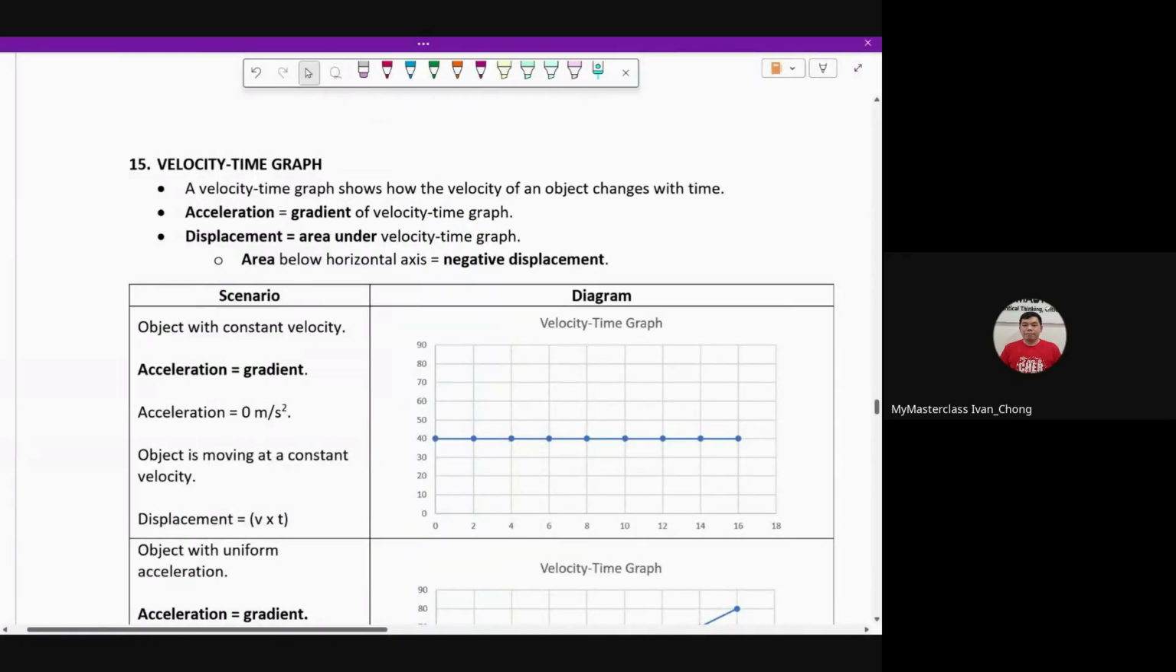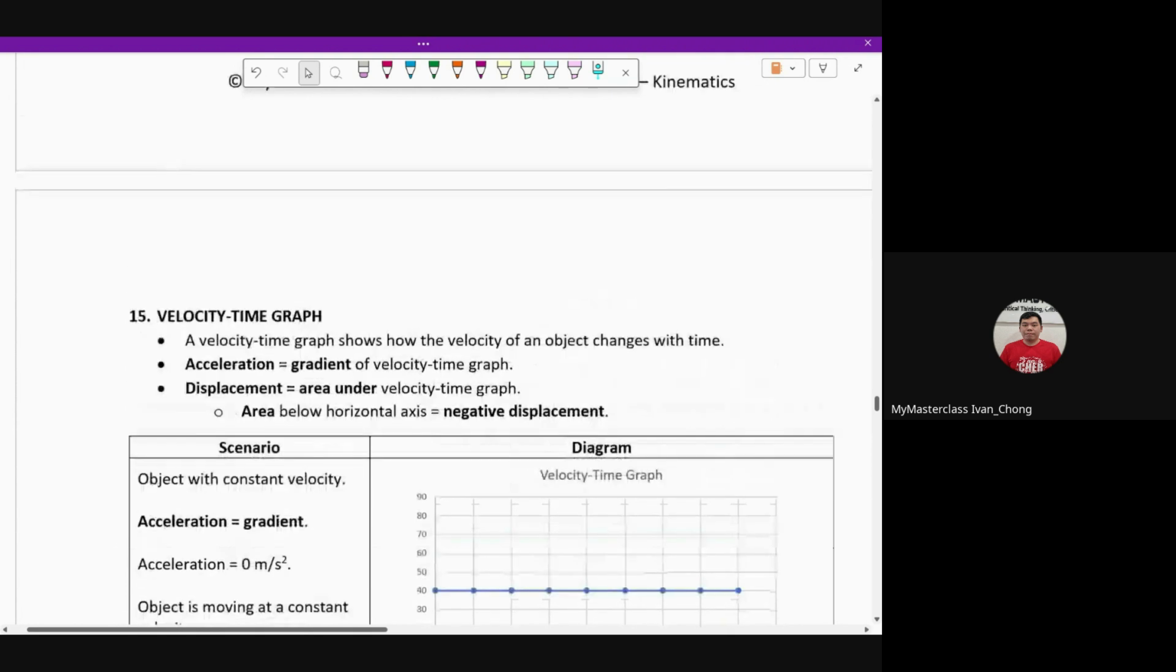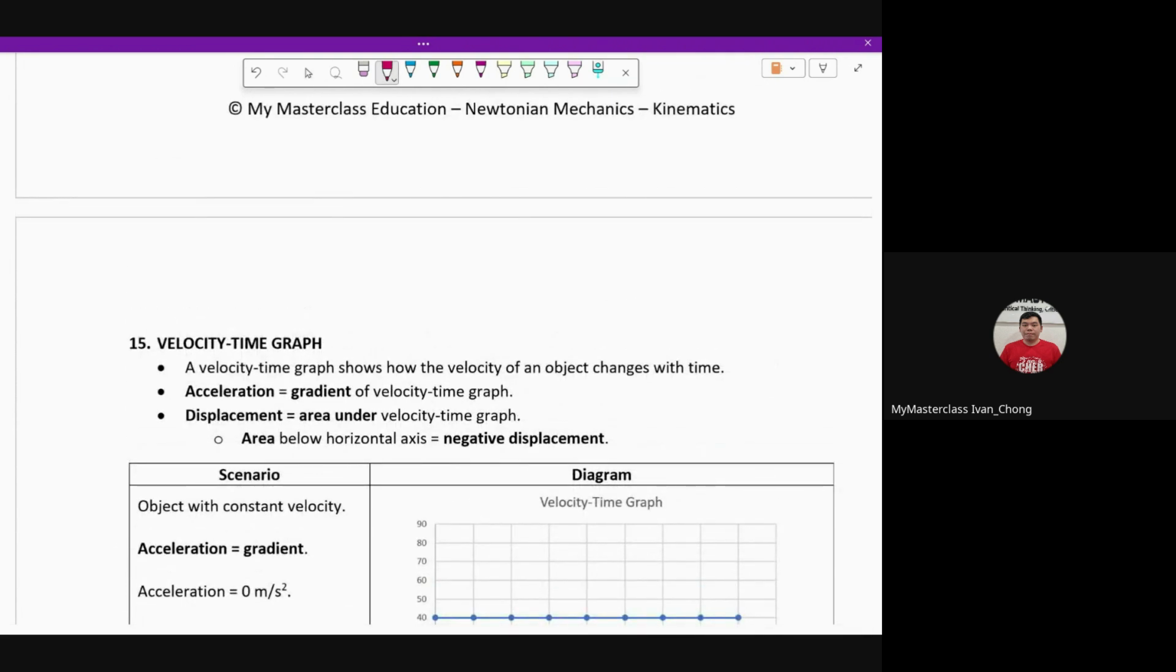Okay, so for the next part, let's talk about your next graph, which is your velocity time graph or your speed time graph itself. Same thing, your same 3 to 4 steps. First thing, we want to check your axis. You want to check whether this is a velocity time graph or a speed time graph.